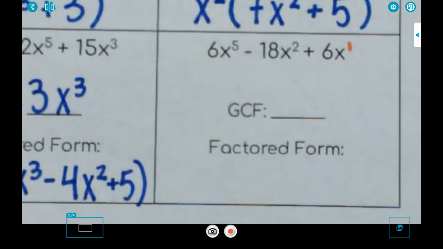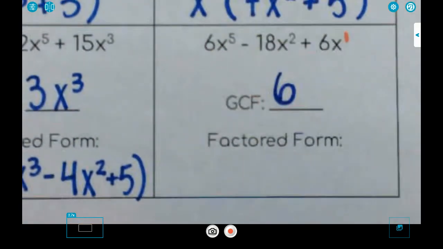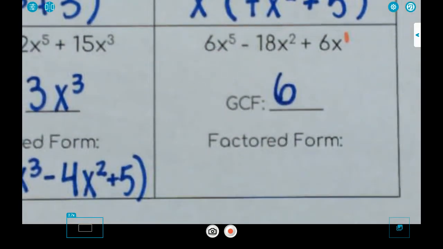Okay. 6, 18, and 6. I can divide all of those by 2. That is a common factor, but that's not the greatest common factor. 6. So if you're thinking 2 or 3, that's a common factor, but not the greatest common factor. 6 is the greatest common factor. So emphasis on that G of greatest common factor.